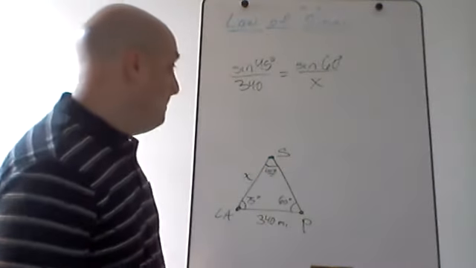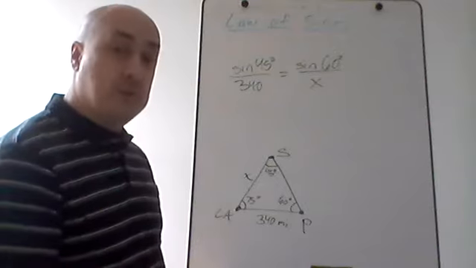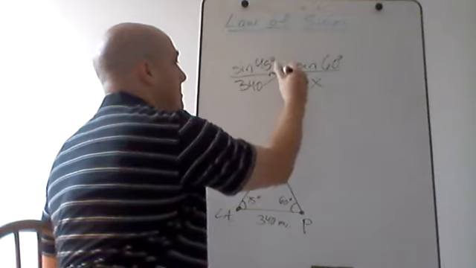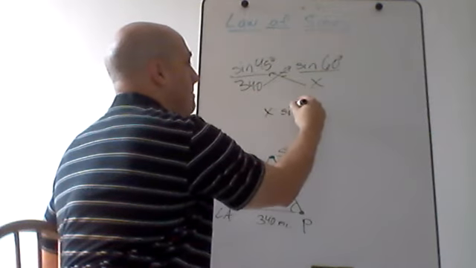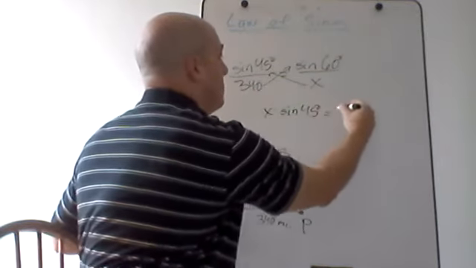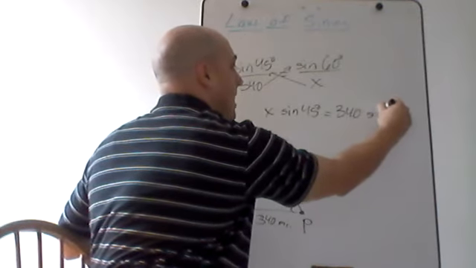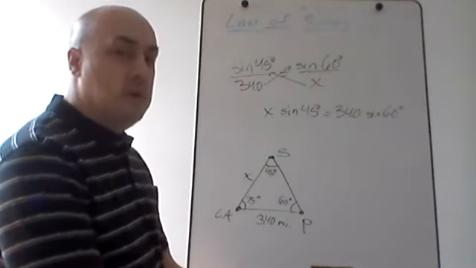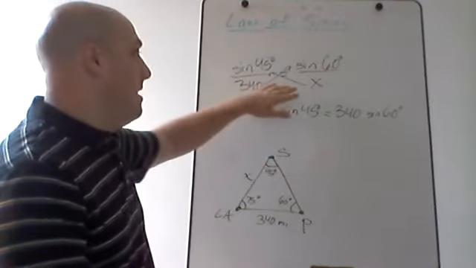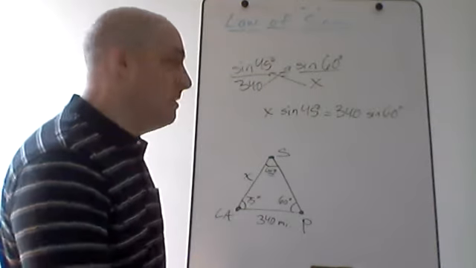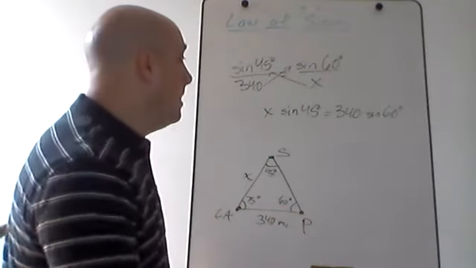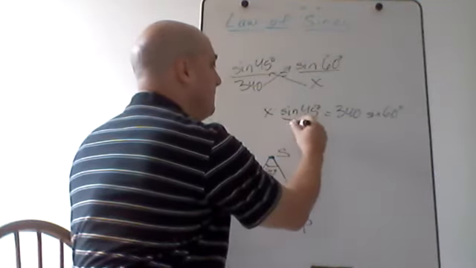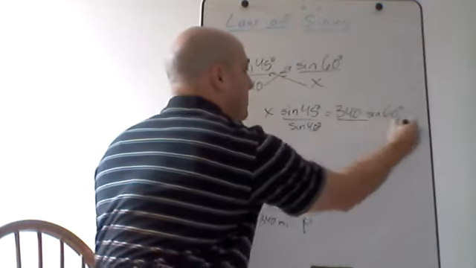All right, to solve this now, anytime you're trying to solve a proportion, when you have two fractions equal to each other, you cross multiply. The 340 is going to multiply up there, the x is going to multiply up there. So it's going to be x times the sine of 45 degrees equals 340 times the sine of 60 degrees. Once you have that proportion set up, your next step is to cross multiply. And then x times sine of 45, to solve for x here, I need to divide both sides by the sine of 45 degrees.